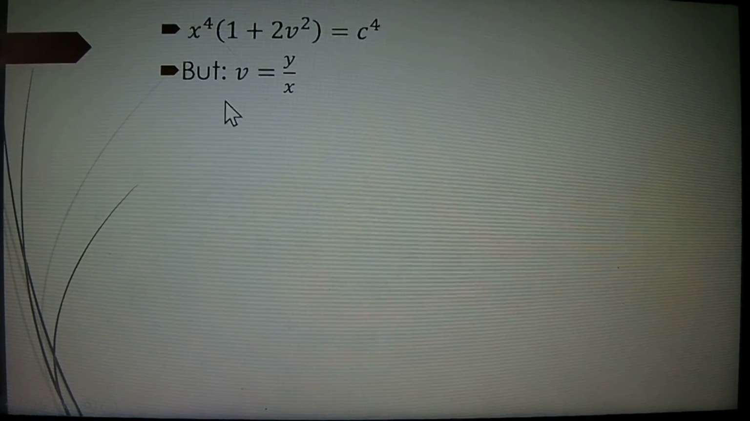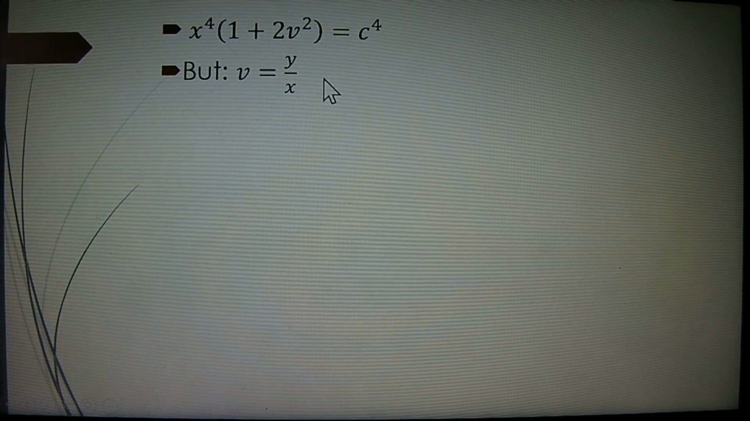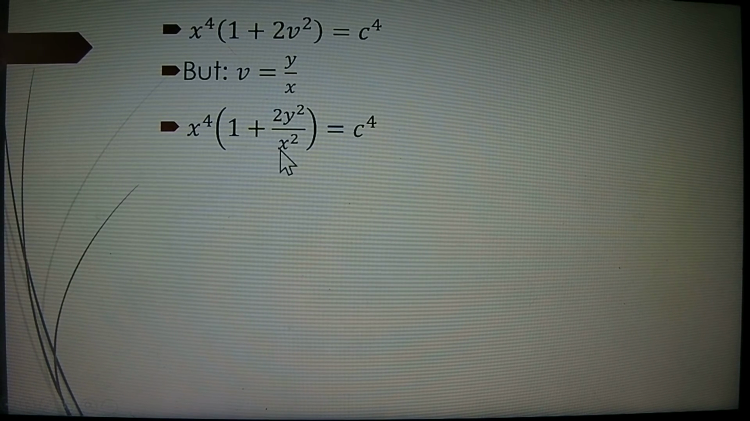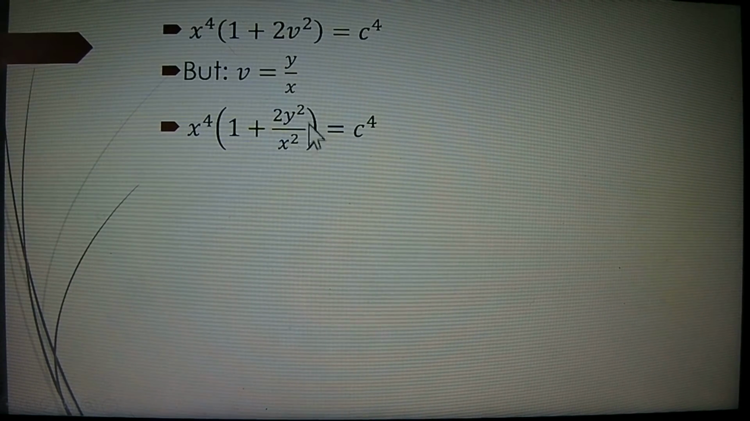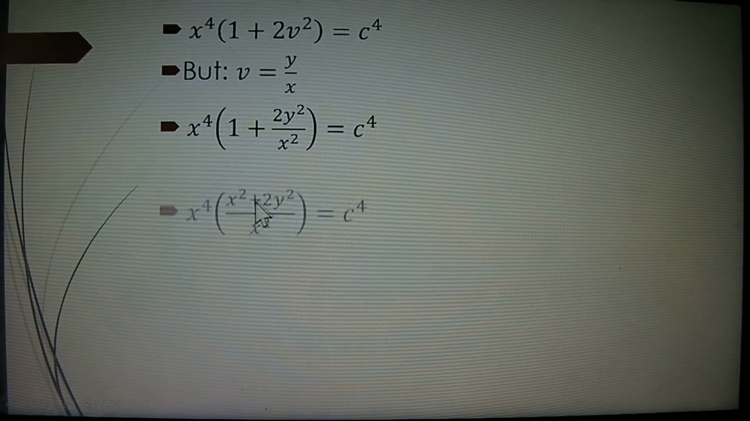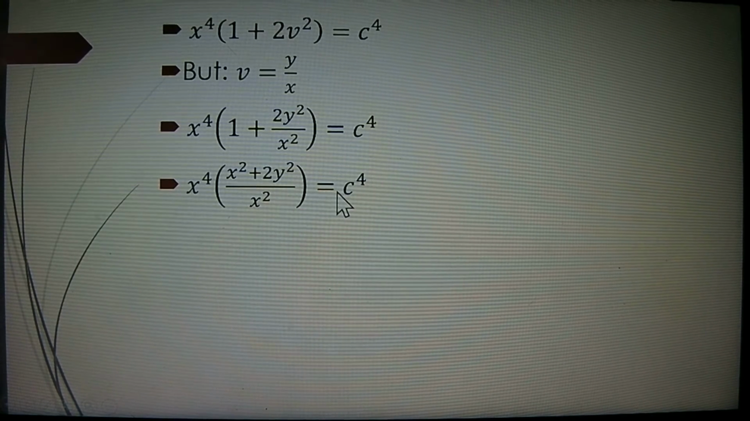So since this is our answer, from the equation y equals bx, therefore b is y over x. So we have to substitute b, so it becomes 1 plus 2y squared over x squared. Then we have to simplify it, getting the LCD, that will be x squared, it becomes x squared plus 2y squared is equal to c to the 4th.